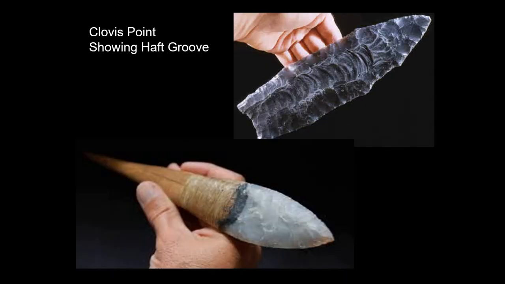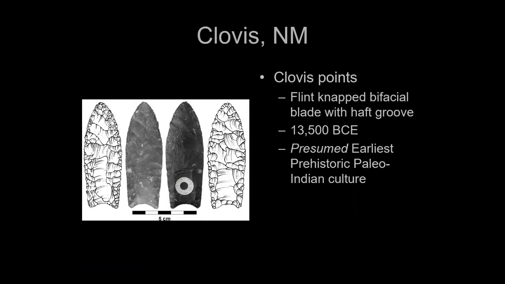You can see it a little better in this modern example. And this groove makes a perfect place to attach a spear, so that you have a thinner section in the middle, but a thicker edge where you're going to be doing your stabbing and killing. So Clovis points are discovered all over the New World, all over South America and North America. And these beautiful blades then came to identify what we thought were, what we presumed to be, the first human beings in the New World.